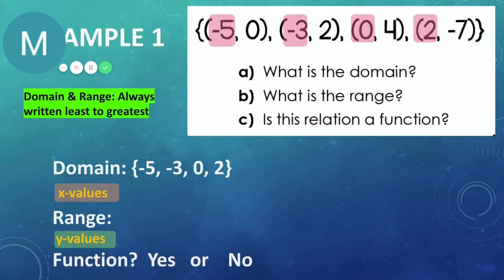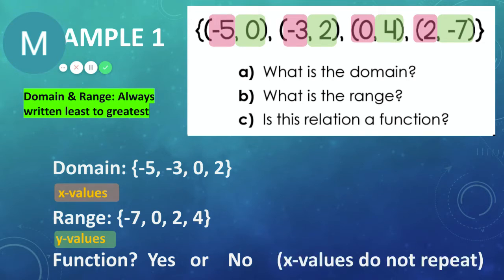Now my range, which are all the y values. So I'm going to highlight all the y values. Again, range is from least to greatest. So my smallest number is -7, then 0, then 2, then 4. Now I need to determine if it is a function or not. Well, my x values do not repeat. Since the x values do not repeat, this is a function.